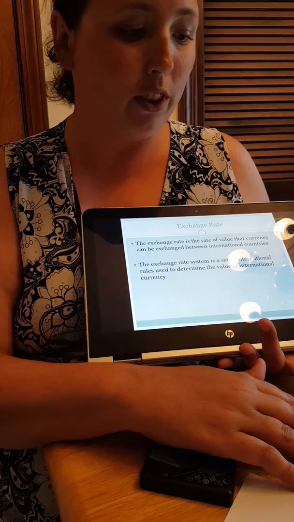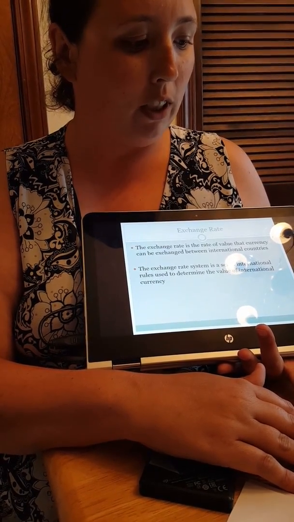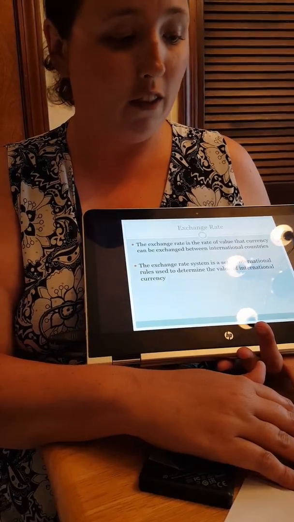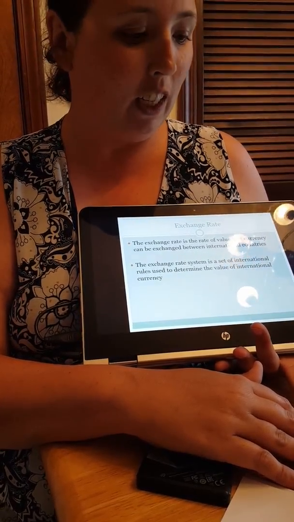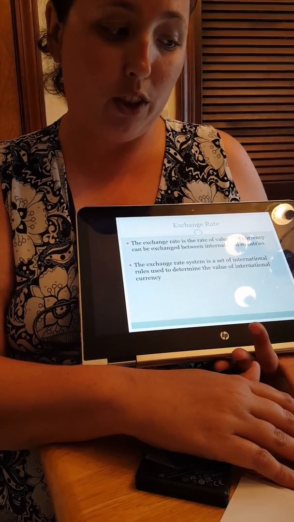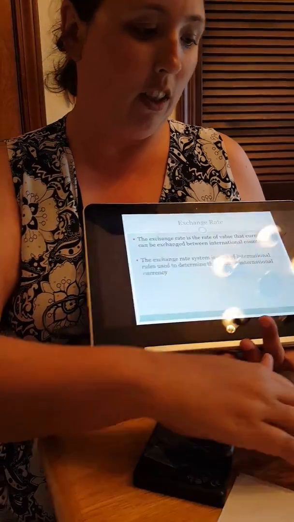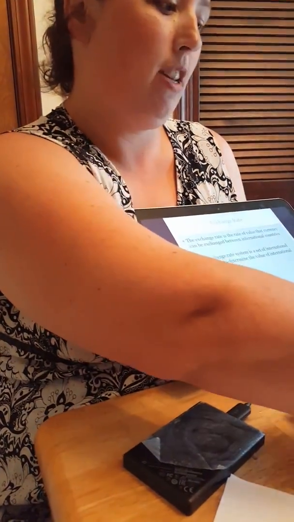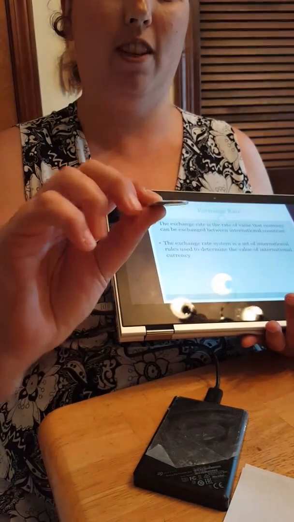For example, according to the U.S. Department of Treasury, if you travel to Canada, you would need to exchange $1 US for $1.33 of Canadian currency. $1 US is also equivalent to roughly 47 pesos in the Dominican Republic. I actually have 10 pesos from the Dominican Republic from when I went there. You see it?